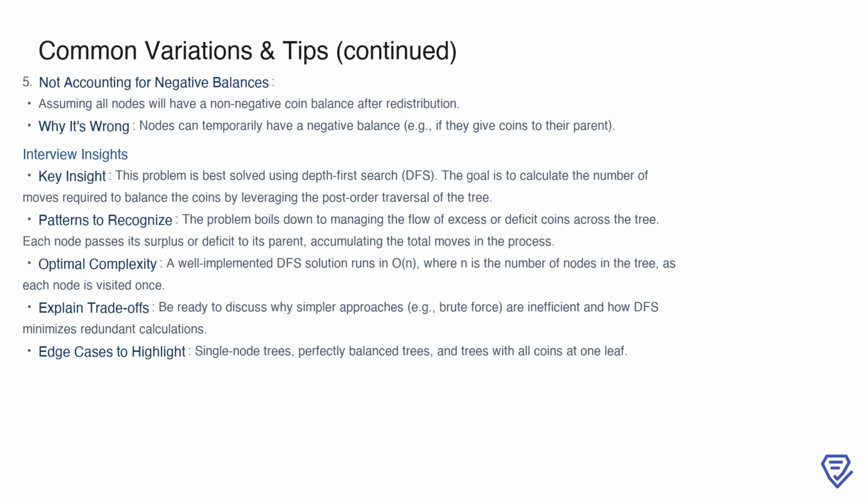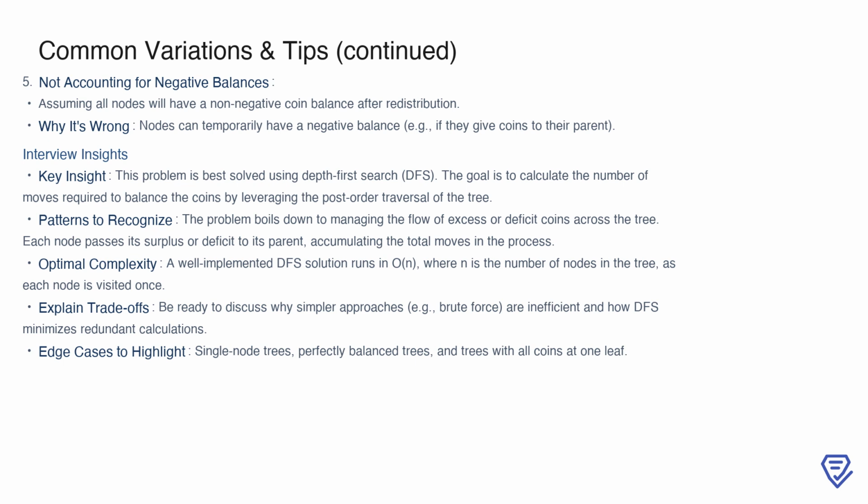Now, in terms of solving the problem effectively, depth-first search, or DFS, is the key technique to use here. By leveraging post-order traversal, we can ensure that the surplus or deficit of coins at each node is calculated and passed up to its parent systematically. The main pattern to recognize is that the problem revolves around managing this flow of excess or deficit coins throughout the tree. Each node essentially acts as a checkpoint, contributing to the total moves required for balancing. A well-implemented DFS solution is optimal, with a time complexity of O(n), where n is the number of nodes in the tree, as each node is visited exactly once.